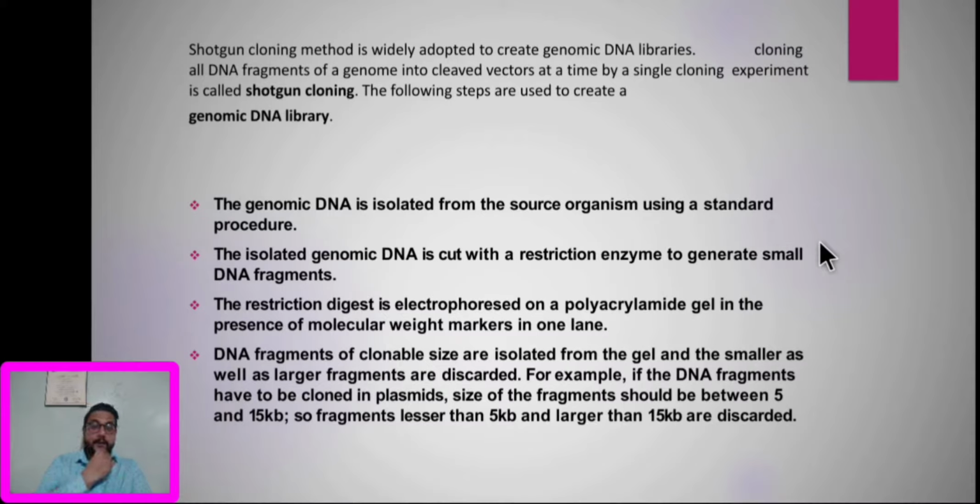It is run in the electrophoresis chamber on a polyacrylamide gel in the presence of molecular weight markers in one lane. Then DNA fragments of clonable size are isolated from the gel, and the smaller as well as larger fragments are discarded. For example, if the DNA fragments have to be cloned in plasmids, the size of the fragments should be between 5 and 15 kb. Kb means kilobases. So fragments smaller than 5 kb and larger than 15 kb are discarded. These things are to be taken into consideration when you prepare a genomic library.